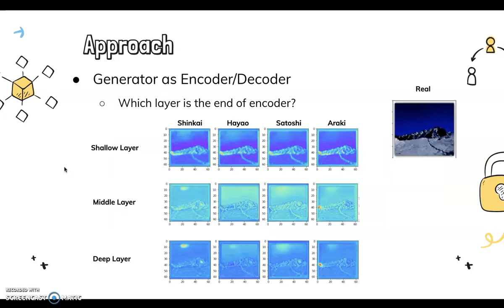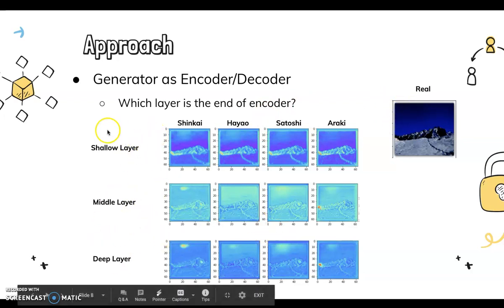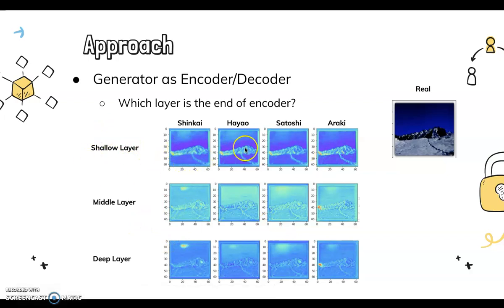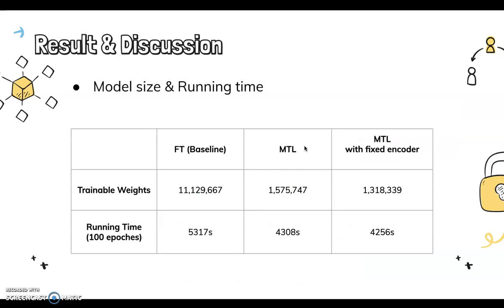In order to further investigate the division between encoder and decoder, we have visualized the output of each convolutional layer for 4 different animation styles. This is our result. For example, this is the real image. As you can see, compared to the latter layers, the output of the shallow layer has a much more similar result across different style images, which means it extracts style-invariant features, so we choose it as the end of the encoder.